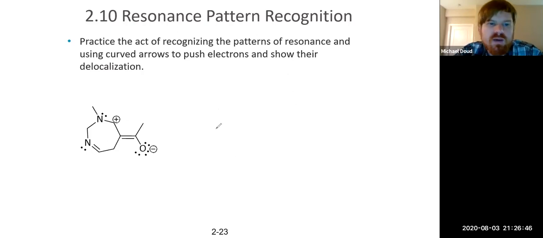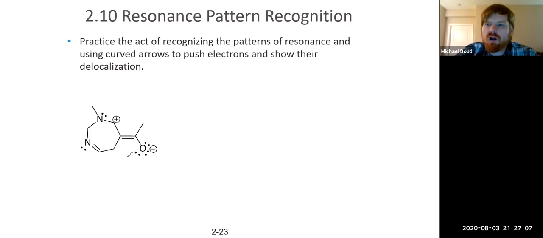Okay, next up, do we have a carbocation next to a lone pair? We only have one carbocation, and sure enough, it's next to a lone pair. So we know we can form a carbon-nitrogen pi bond in this case. That carbon-nitrogen pi bond could form, and that would give us a positive formal charge on this nitrogen.